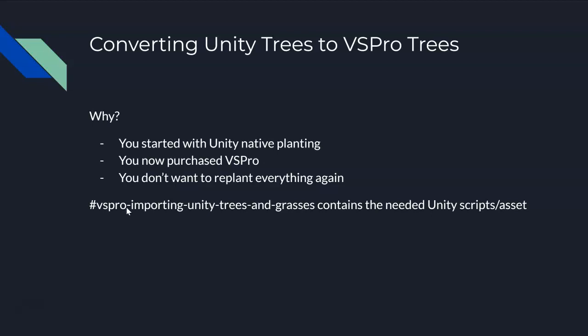My suggestion: the video that you're going to see after this, which is done by John Meyer, he is going to install a script or an asset, and it is in the VSPro Importing Unity Trees and Grasses channel in Discord. So it's under the VSPro section. So you need to go in there and download that Unity asset, but it's really just a script, and install that. So the next video is going to be John walking through this process.